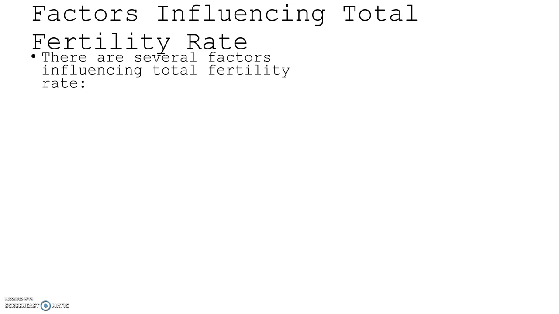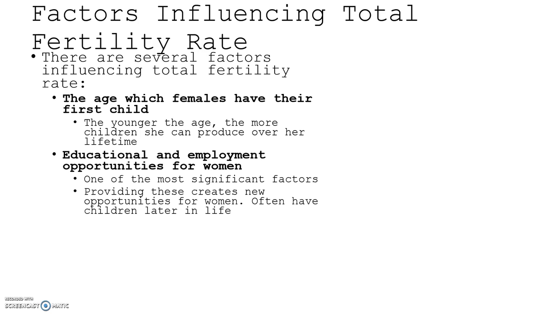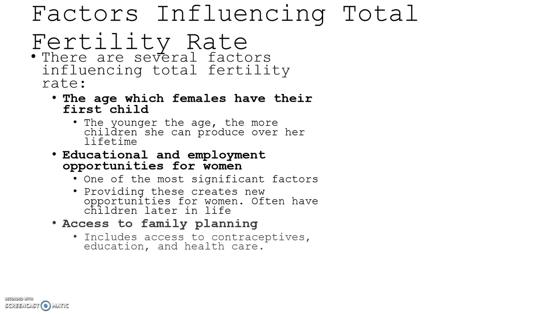What factors influence total fertility rate? Well, there's several things. The age at which females have their first child. The younger the age, the more children she can produce over her lifetime. The educational and the employment opportunities for women. One of the most significant factors is this education of women. Providing these creates new opportunities for women, who often have children later in life. When women are becoming educated or employed, they often put off childbirth.